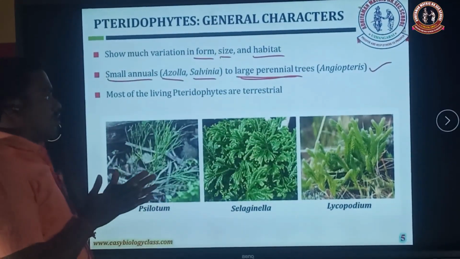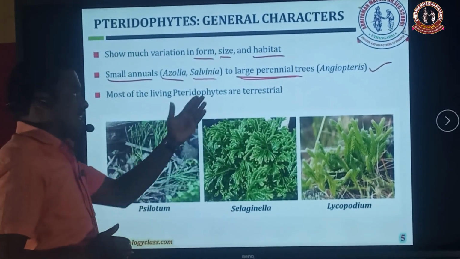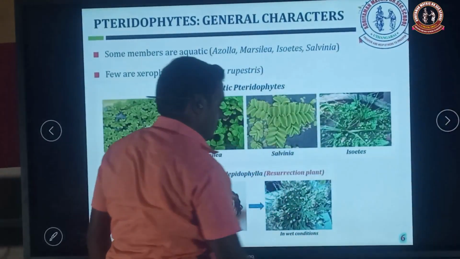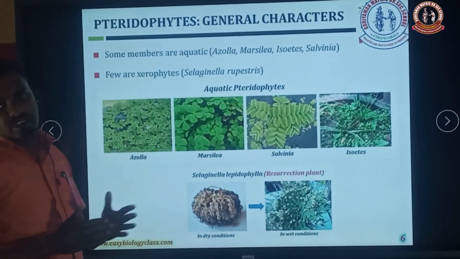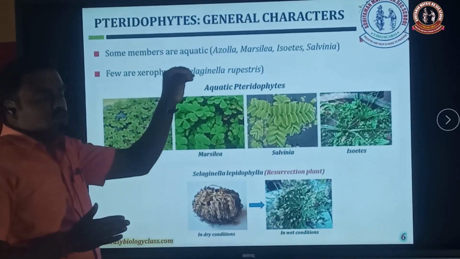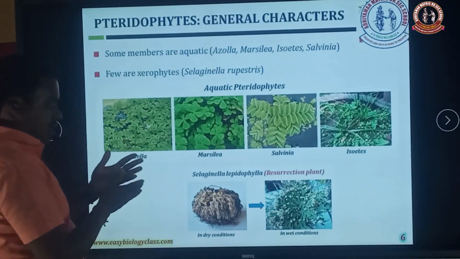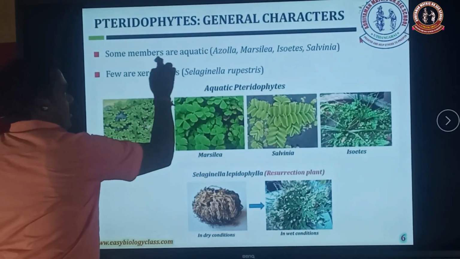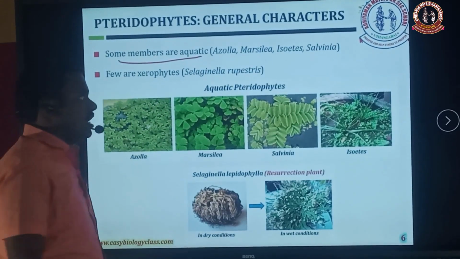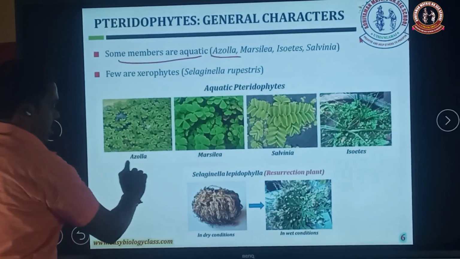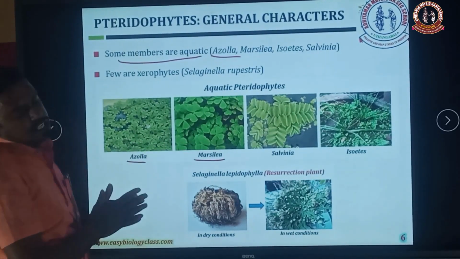The next one, most of the living pteridophytes are terrestrial, that means present in the soil. The next one is that some members are aquatic plants. Already we discussed that pteridophytes have so much variation in habitat also. So the first one is terrestrial, and the next is aquatic. The aquatic types of pteridophyte: the first one is Azolla, the second one is Marsilea.